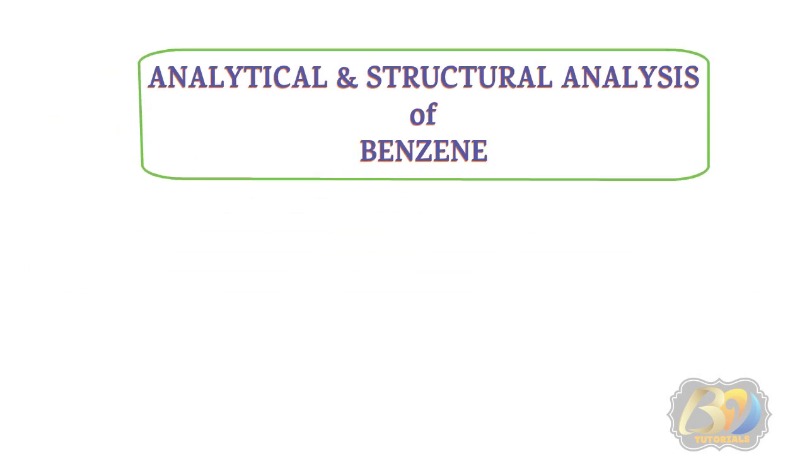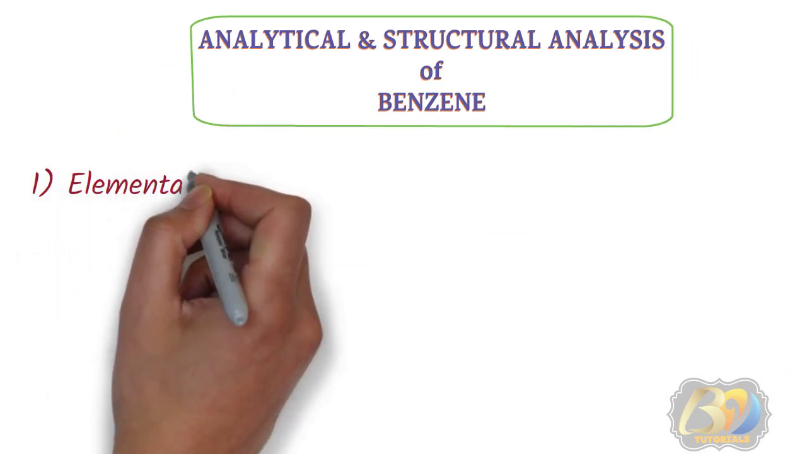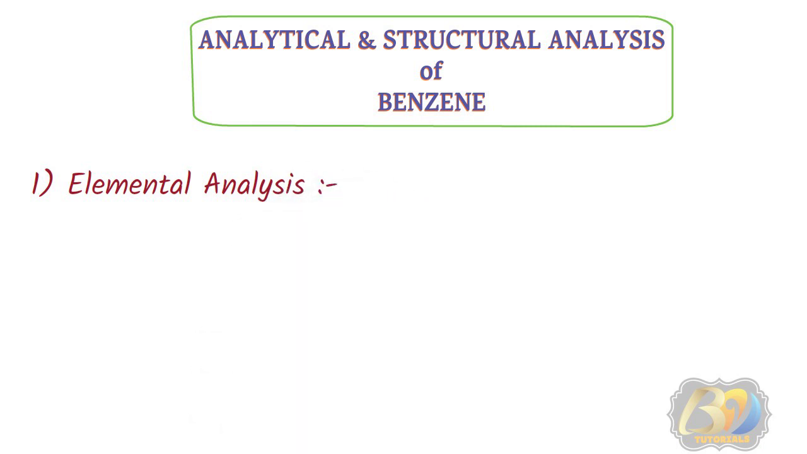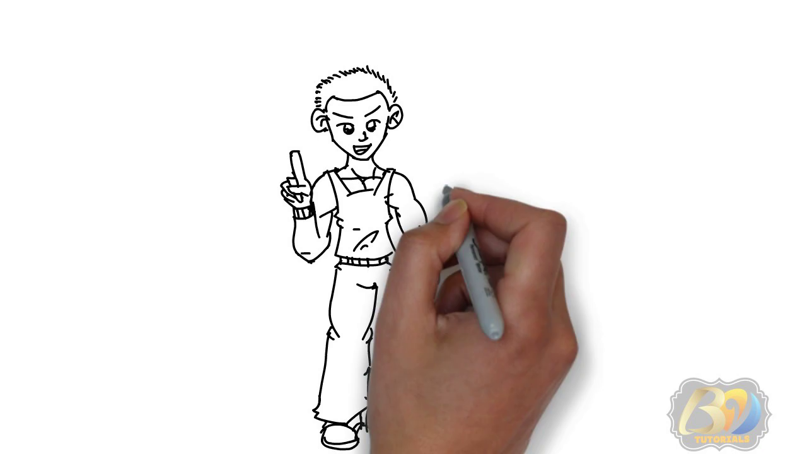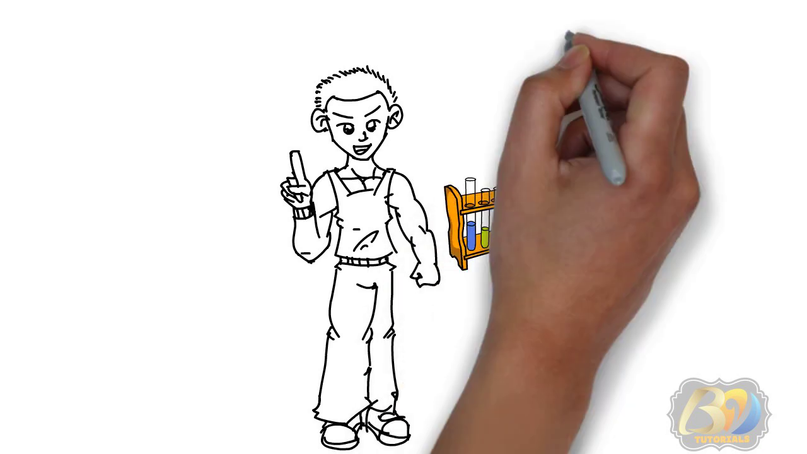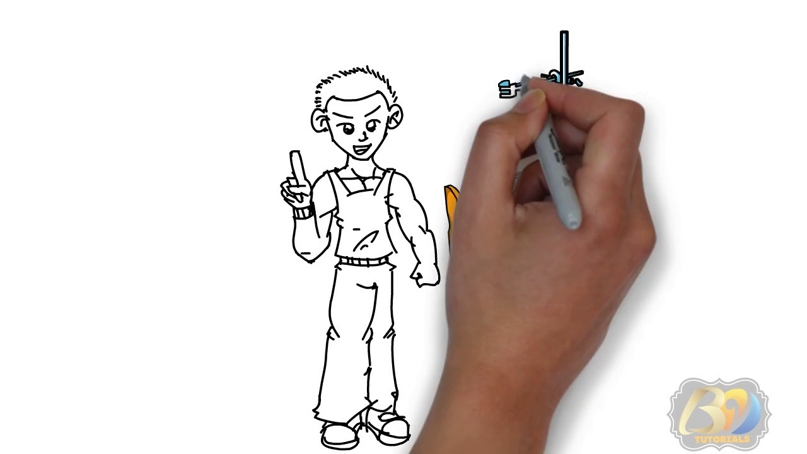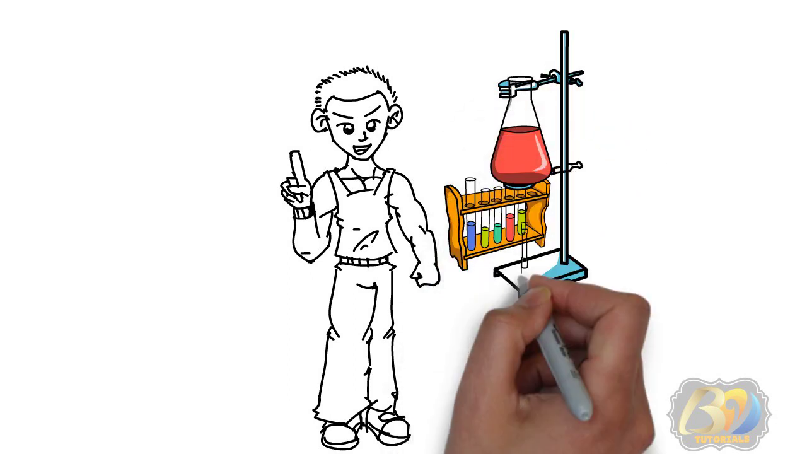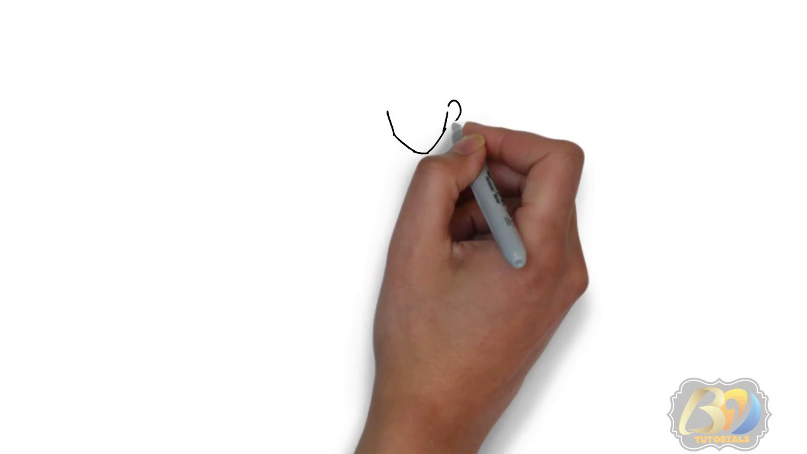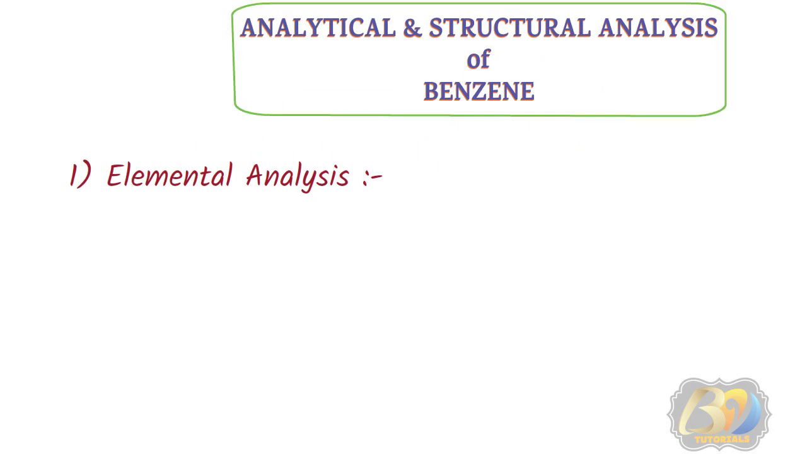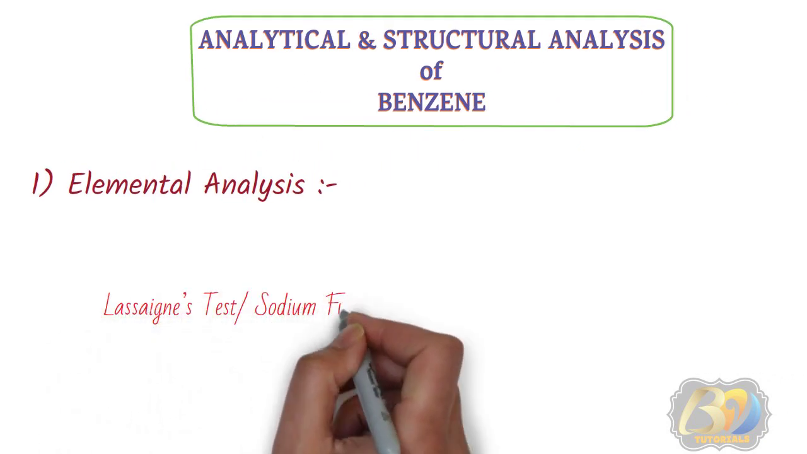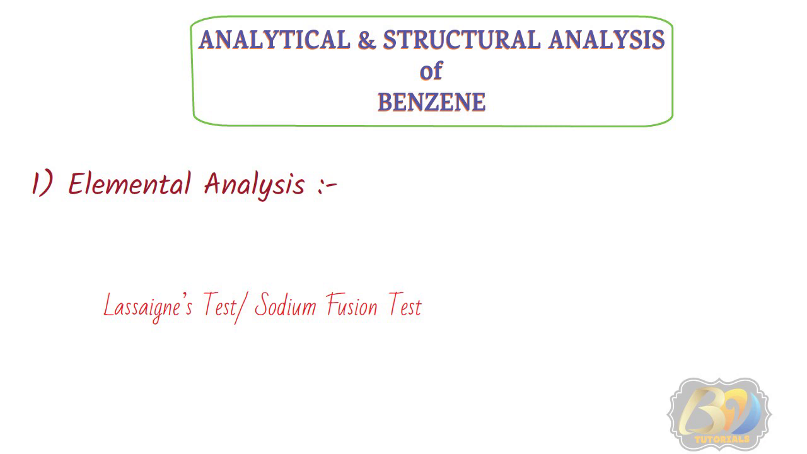When we go for structure analysis of any compound, initially we determine the elements present in that compound. It is known as elemental analysis. In organic chemistry, we have already conducted some experiments regarding qualitative analysis of organic compounds. In that experiment, the elemental detection is carried out. So which test is used for elemental detection? Yes, exactly. It is Lassaigne's test. It is also known as sodium fusion test.